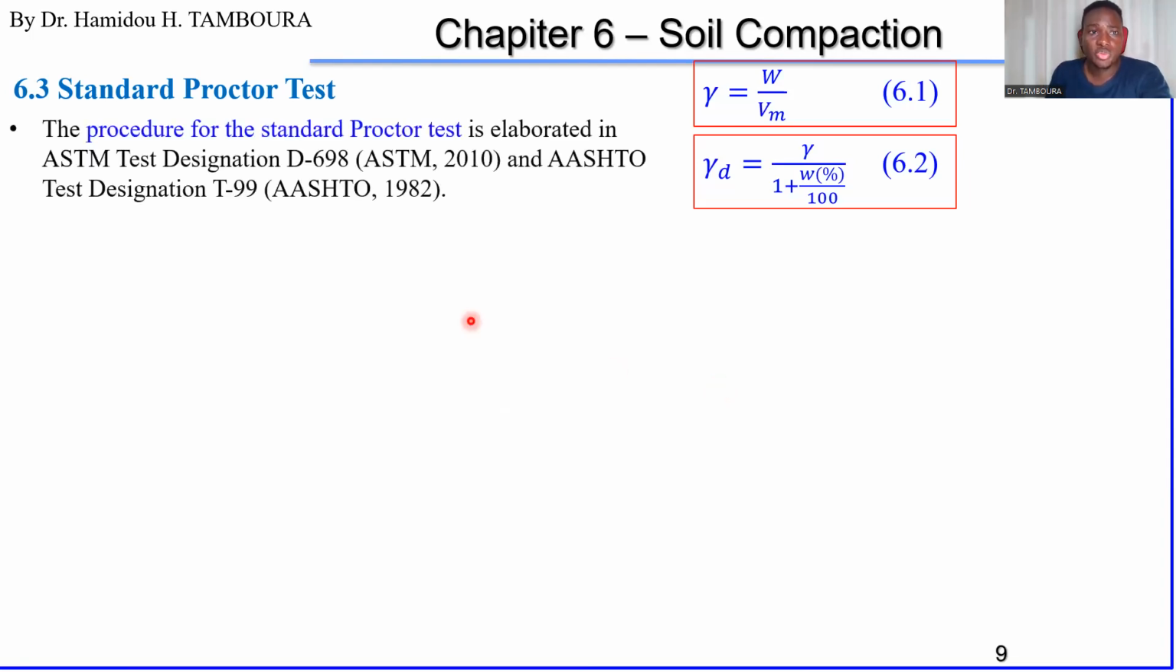Let's continue. The procedure for this test is explained in the American Society for Testing and Materials, under this designation, and also in the AASHTO with this designation. So you can go and check. It's even available online. You can check by yourself. But here I will try to explain a little bit how this test works, how to perform this test. Okay, so this is the procedure of the standard Proctor test.